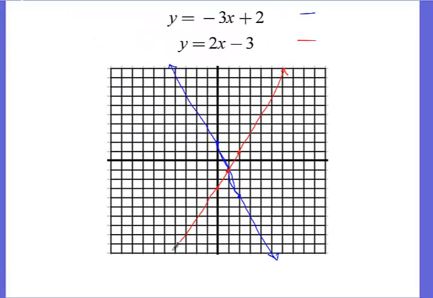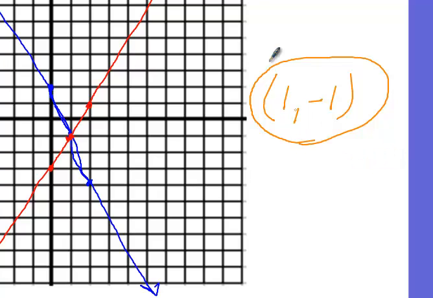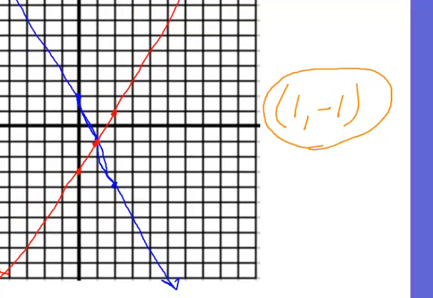Okay, and I'm going to graph both our lines. And again, our answer is just the point of intersection. So our answer is right here at 1, negative 1. And that's it. The answer to this system of equations is 1, negative 1. It's the point of the graph where the two lines meet.